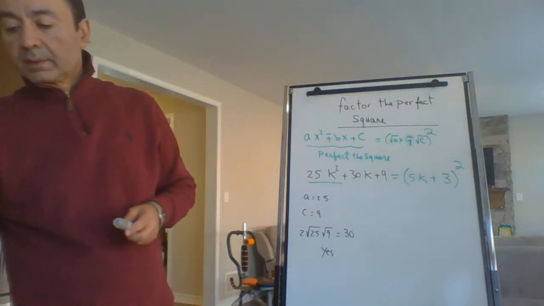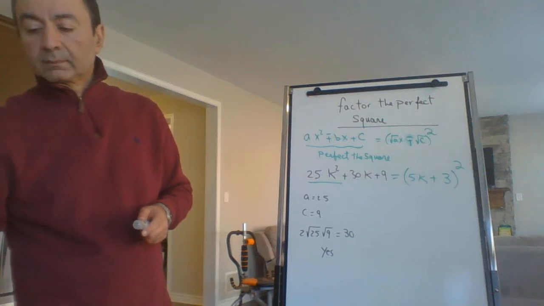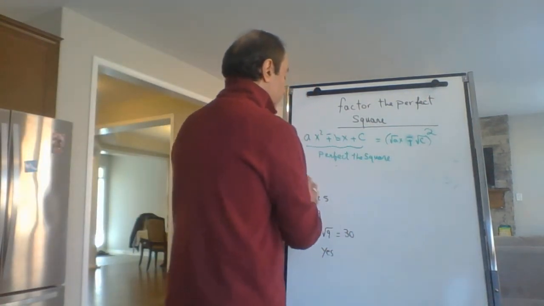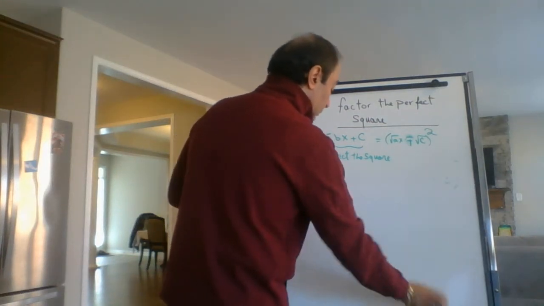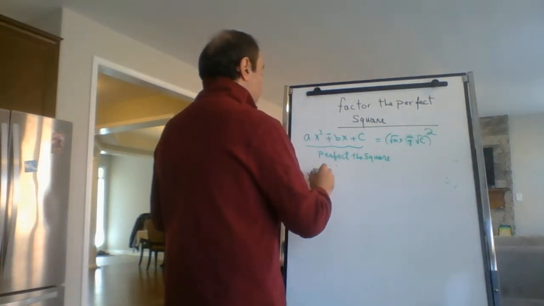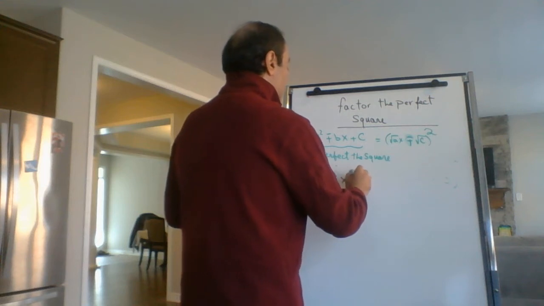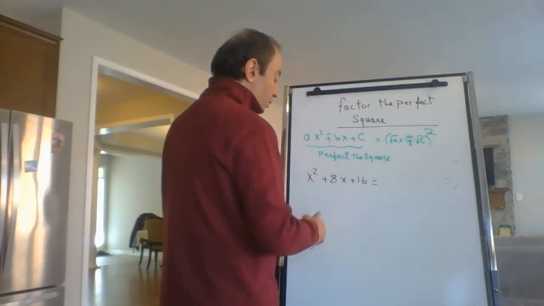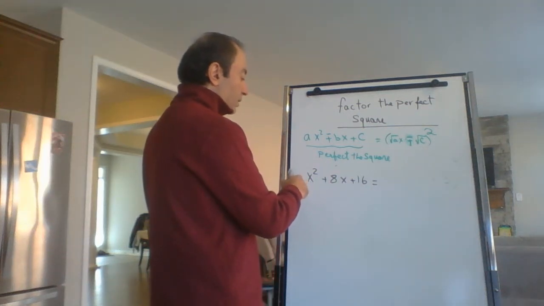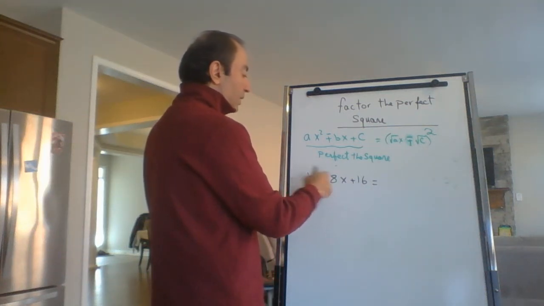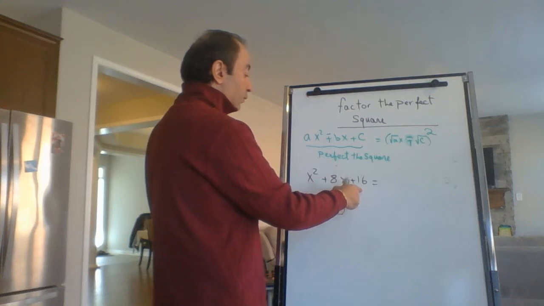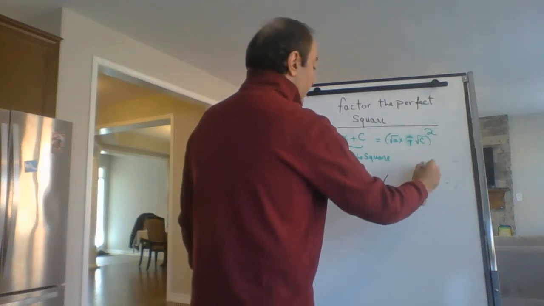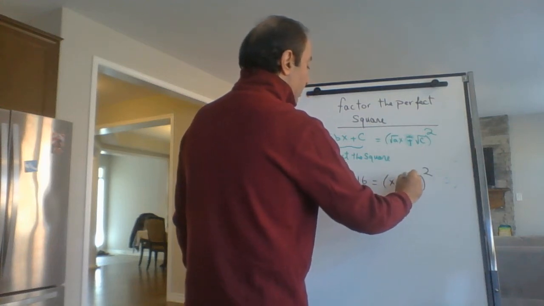Alright, x squared plus 8x plus 16. Now I think I don't need to do everything. You know that square root of 1 is 1, square root of 16 is 4, times 2 will be 8. So yes, one bracket, x plus 4 squared.